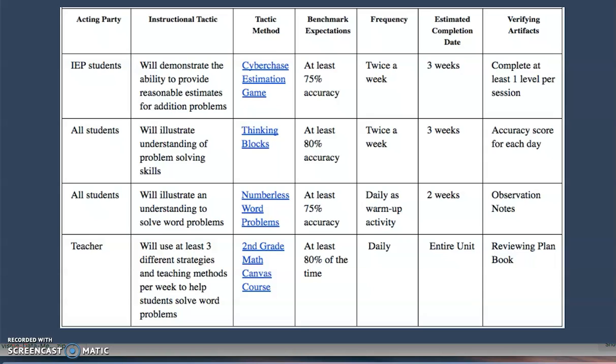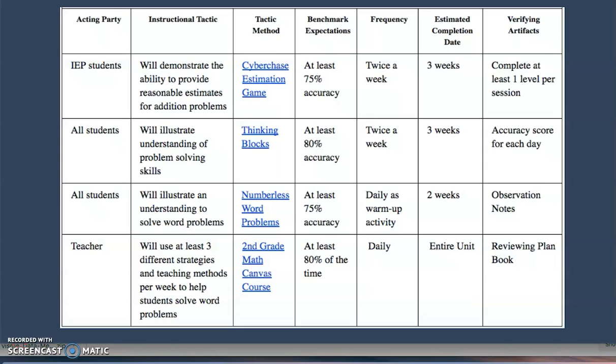The third goal is for all students. They will illustrate an understanding to solve word problems using numberless word problems with at least 75% accuracy. This will be completed daily as a warm-up activity for 2 weeks, and we will use observational notes to ensure that students are meeting this benchmark.